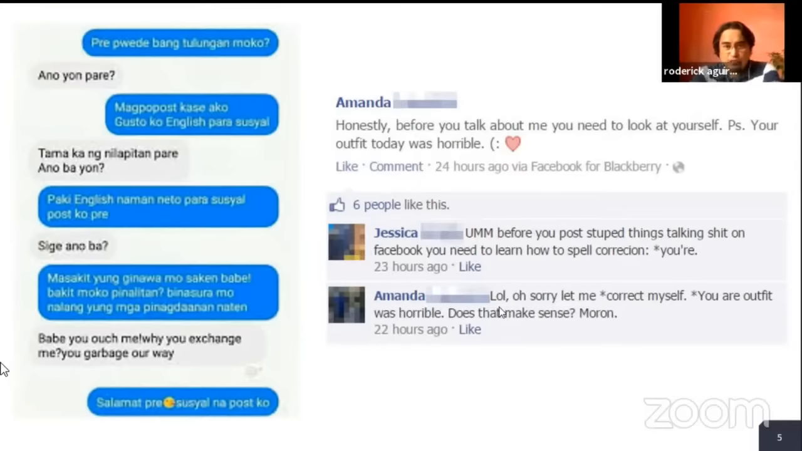P.S. Your outfit today was horrible. Pero kasi nakalagay po doon, nakasmile siya at heart. So ibig sabihin, basahin na parang nagsasabi lang ng norm. So dapat hindi daw ganun pagkakabasa. So ganito daw, honestly, before you talk about me, you need to look at yourself. Yes, your outfit today was horrible.